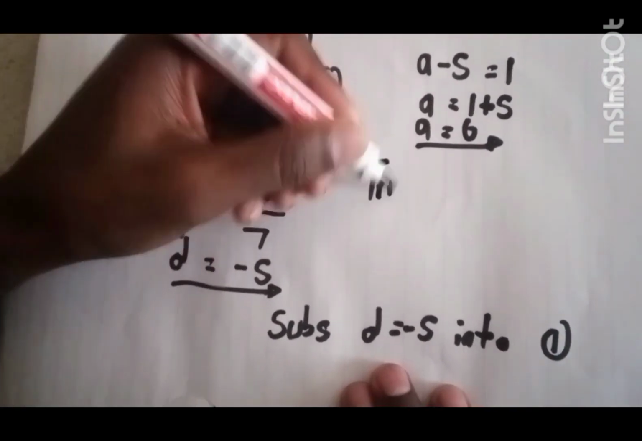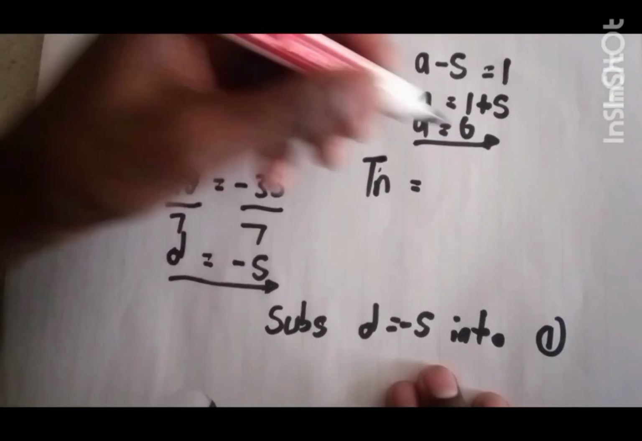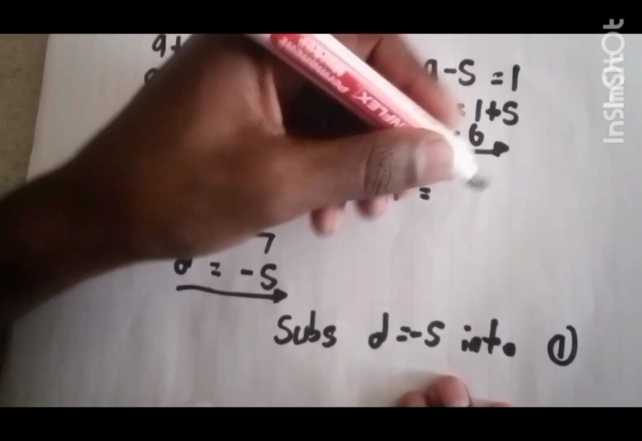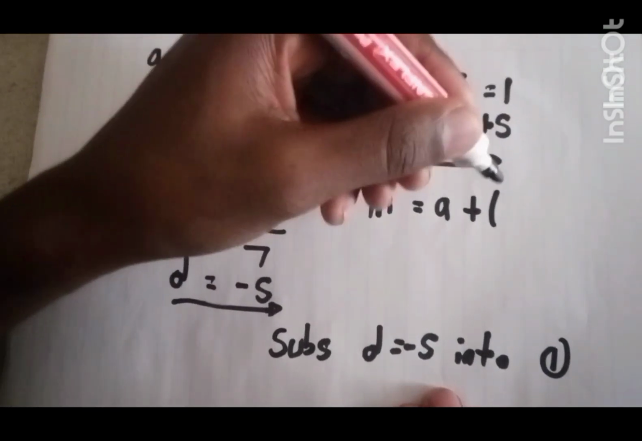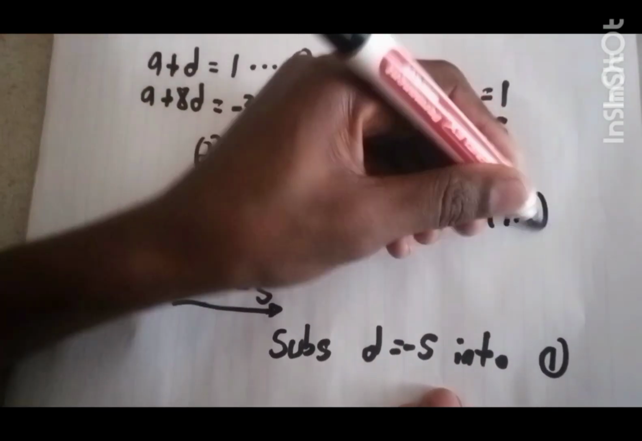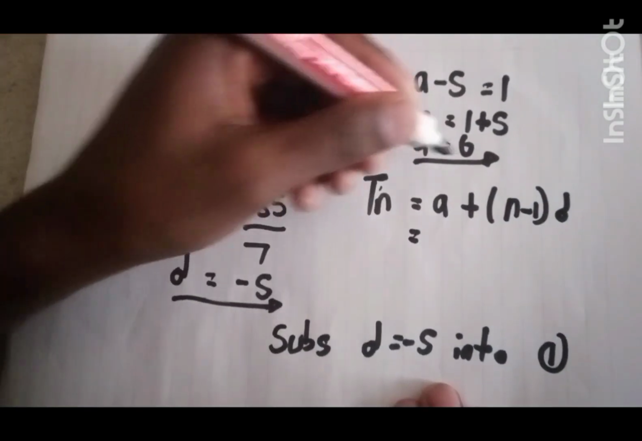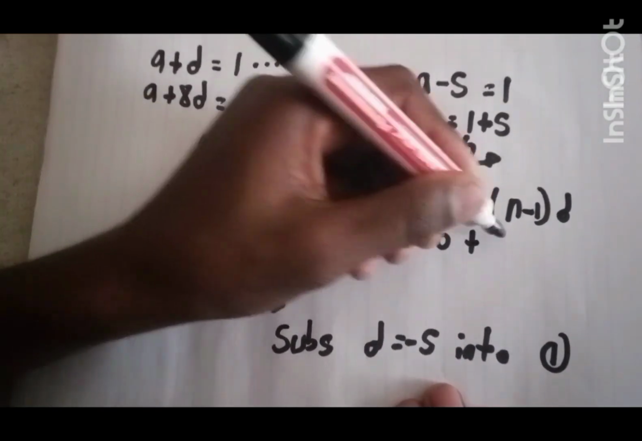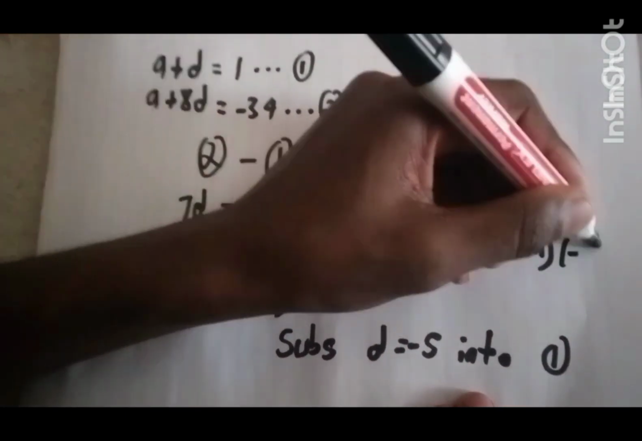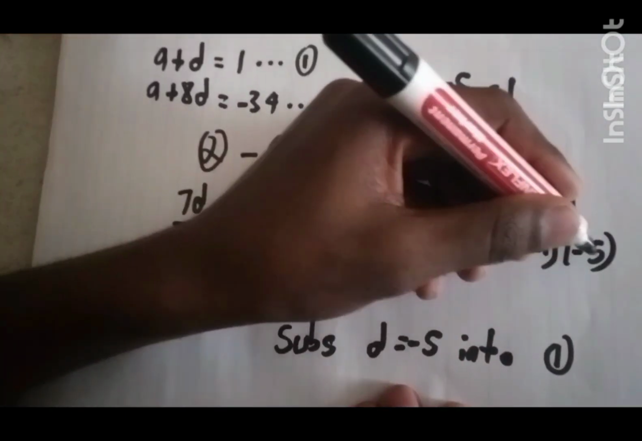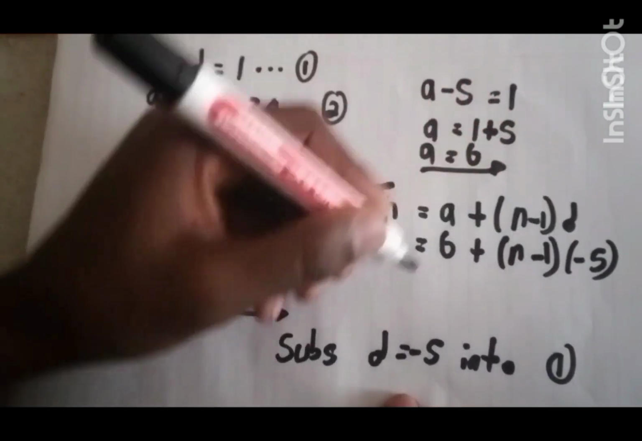We need to find the general term of the sequence. The general equation of the sequence is a plus n minus 1 times d. Our first term is 6 and the common difference is negative 5. Let us distribute this bracket by negative 5.